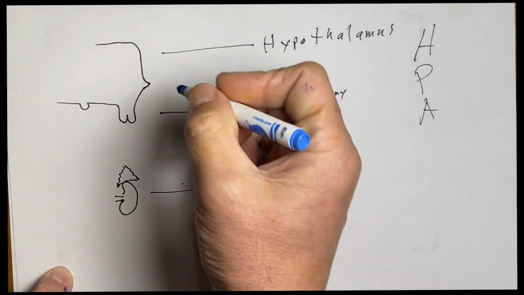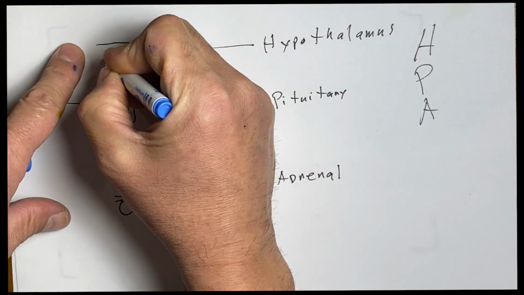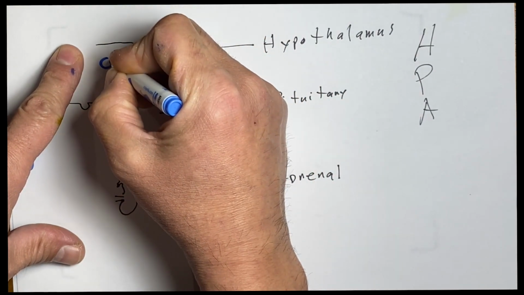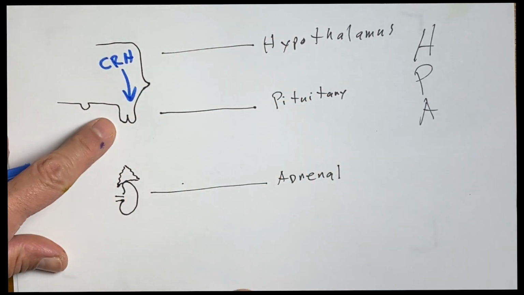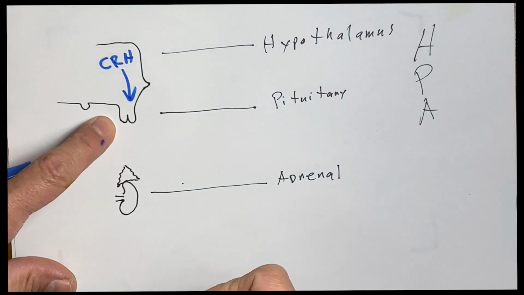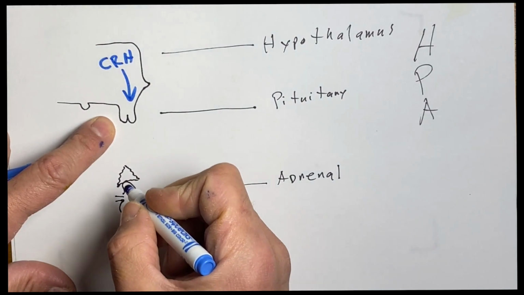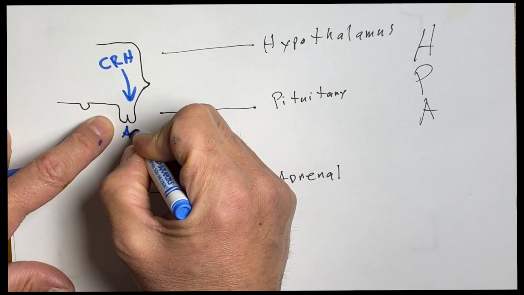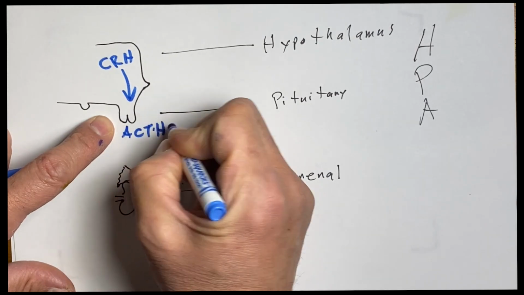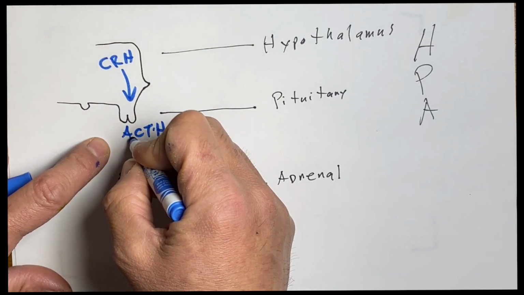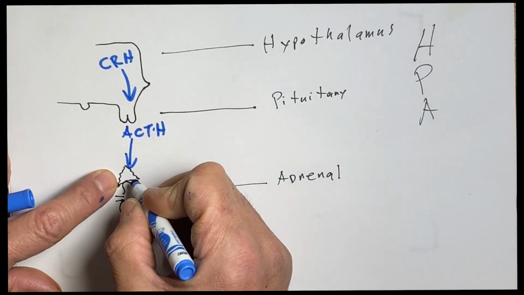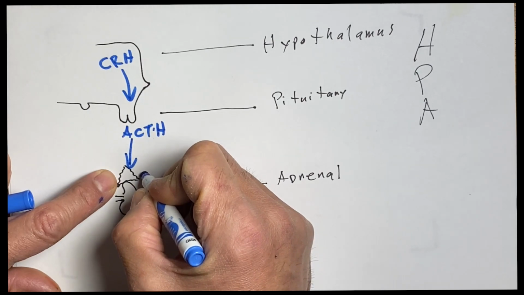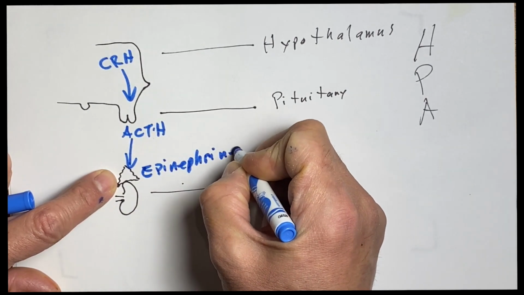The hypothalamus, after sending corticotropin-releasing hormone to the pituitary gland, causes the manufacture and the release of adrenocorticotropic hormone, which then travels through the blood to the adrenals, and that acts on the adrenals to produce, in this case, epinephrine.